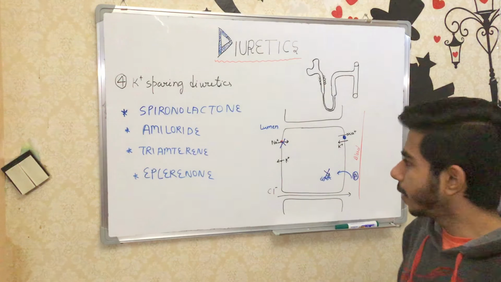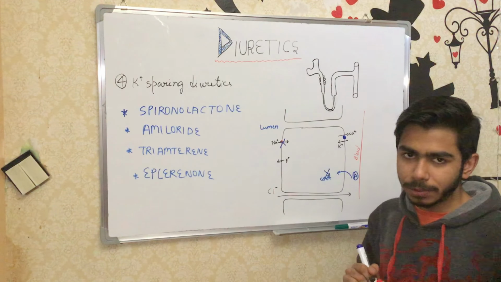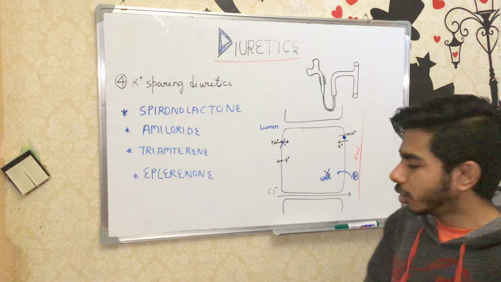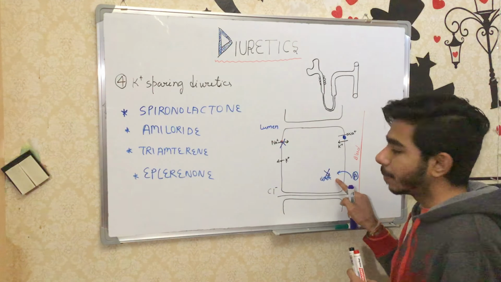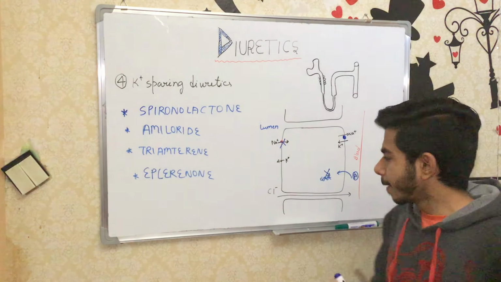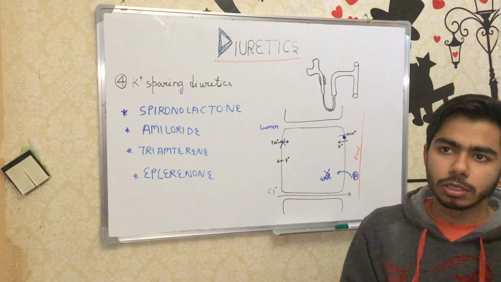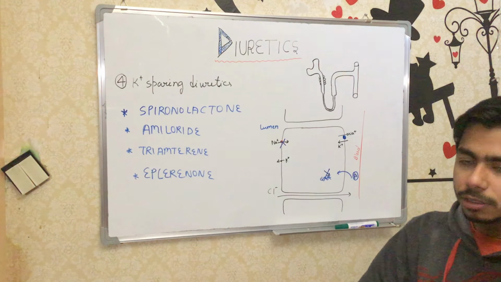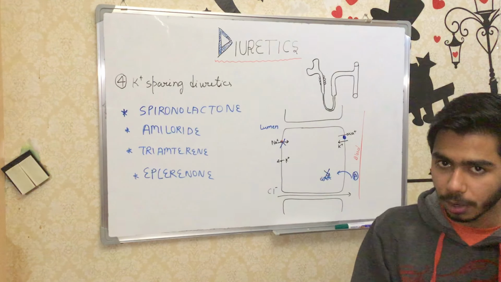Potassium sparing diuretics, what they do, they just block the aldosterone receptor and they don't allow aldosterone to bind with them. So aldosterone will not be able to bind to the intracellular aldosterone receptors. As aldosterone was retaining sodium and water, they will not be able to retain sodium and water in proper amount.